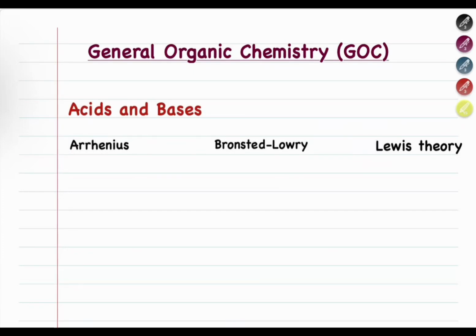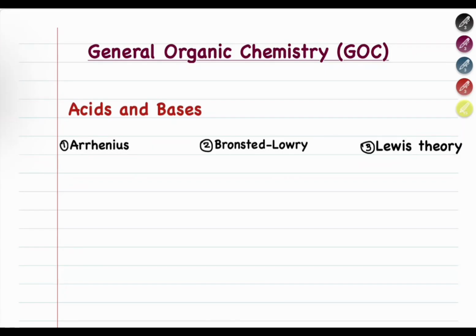Hi all. In today's class, we'll discuss general organic chemistry. We'll begin our class by discussing what acids and bases are. Mainly, there are three theories to explain acids and bases. The first one is Arrhenius theory, the second one is Bronsted-Lowry theory, and the third one is Lewis theory. So we'll start by discussing what Arrhenius theory is.